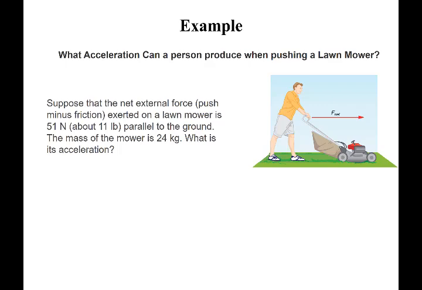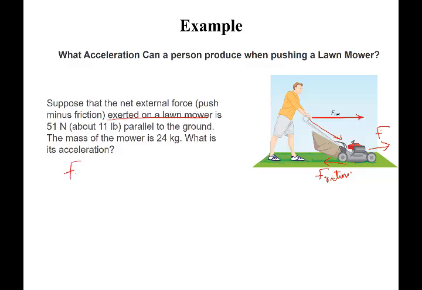So for example, we have a very simple example of finding acceleration. What acceleration can a person produce when pushing a lawnmower? Now, if you look at the person, he pushes it in this direction. The net force is in this direction because our lawnmower is moving this way, although he's applying the force this way. But there must be a force of friction also in this way. So direction of the forces is important.